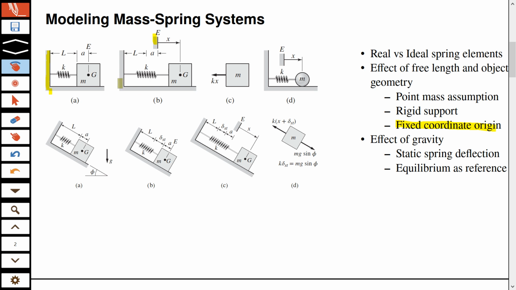Whenever you see this shaded region, and you also have the shaded region, this shaded region, by convention in schematic diagrams, will either represent a rigid support. For example, this is a rigid support, or the same symbol will also represent the fixed coordinate origin.